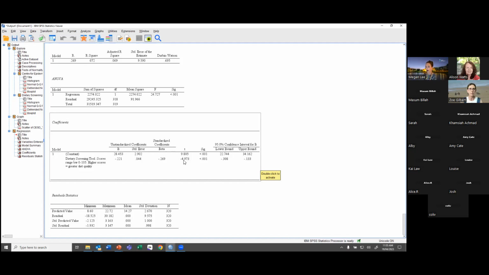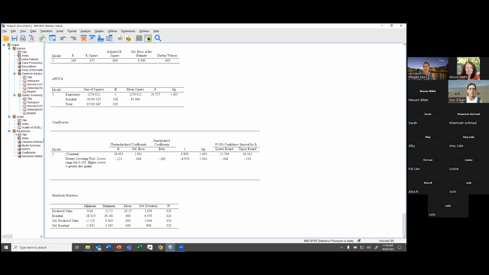If your confidence interval is really wide, that means that it could fall anywhere. If it's quite narrow like this, that's a pretty good indication that this is a significant value. If your confidence interval crosses zero, so one of these is negative and one is positive, then it's likely that you do not have a significant relationship.